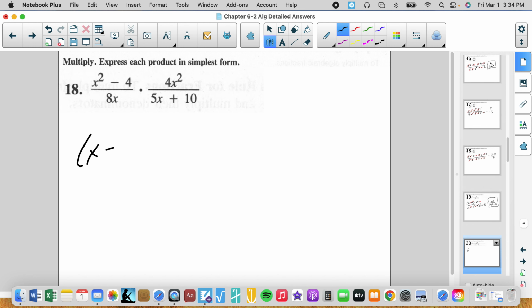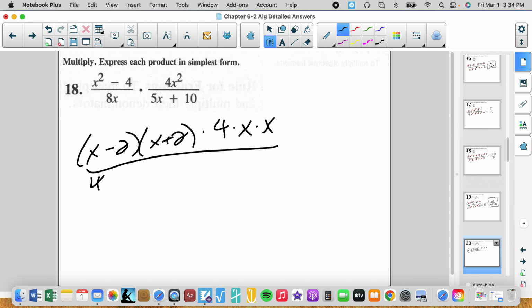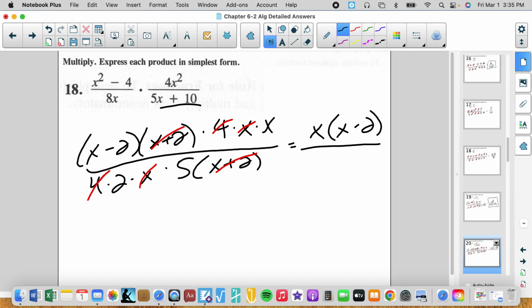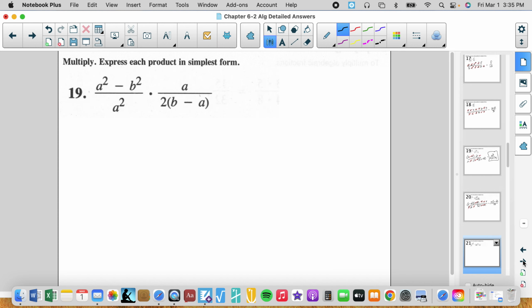This becomes x minus 2, x plus 2 times, no, we can leave that as 4 times x over 4 times 2 times x times 5 times 5x plus 2. I factored the 5x plus 10. Those cancel. The 4 cancels. The x cancels. And that's it. We're left with x times the quantity x minus 2 over 10. Really efficient. I mean, it's nice.